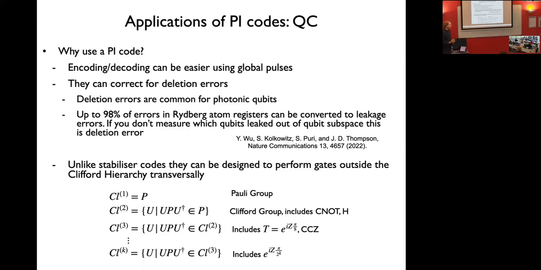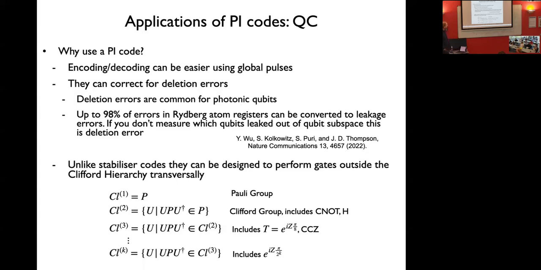And deletion errors can occur in physical systems. For example, if you're encoding in photons, deletions are just erasures. You just lose your photons, and you might not know which ones were lost. There can also be situations where erasure errors dominate, but it will require additional resources to determine where the erasure occurred.